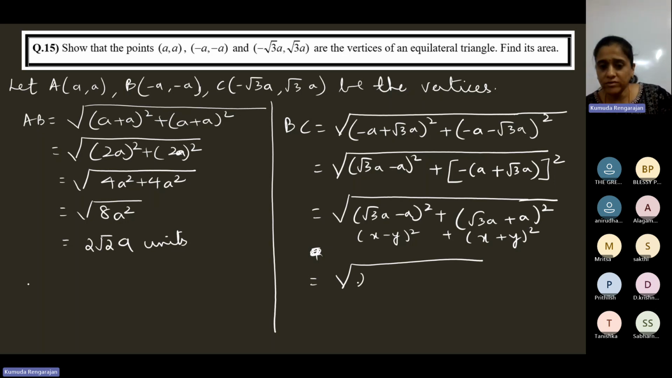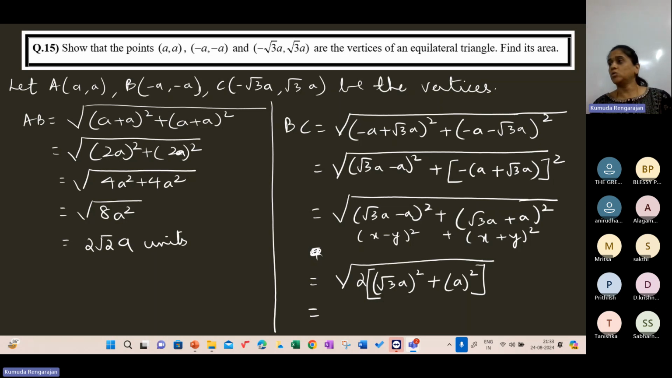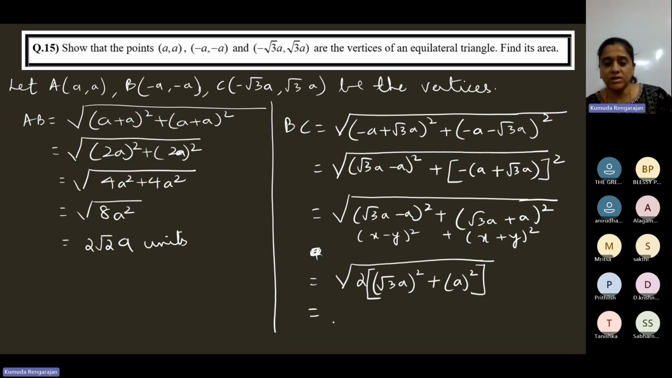Now it is 2 of x squared. What is x squared? Root 3a the whole square. 2 of x squared plus y squared. This is correct. 2 of x squared root 3a the whole square plus y square. So this is nothing but square root of 2 into what is root 3a into root 3a, 3a squared. Root 3 into root 3 is 3a squared plus a squared. I'll just write it here is equal to square root of 2 into 4a squared.